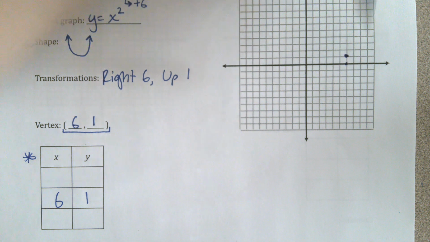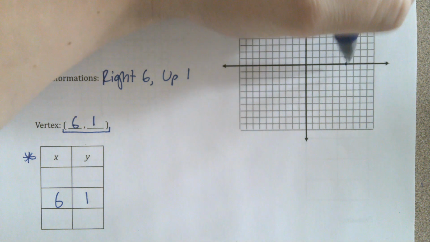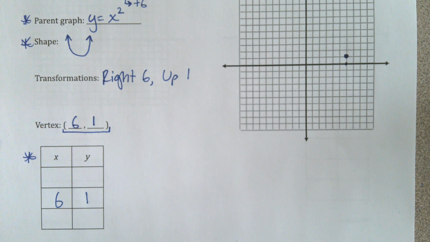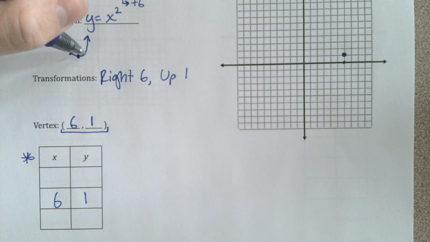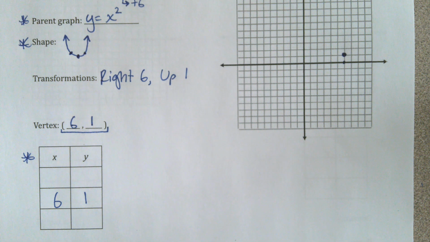Whoops, I wasn't supposed to put a point there. So just 6, 1 right here. Ignore that point. Now we need 2 more points, because we need to form the U. So the vertex is the bottom of the U. Now I need a point to the left and a point to the right so I can draw it. So I'm going to use 5 and 7.